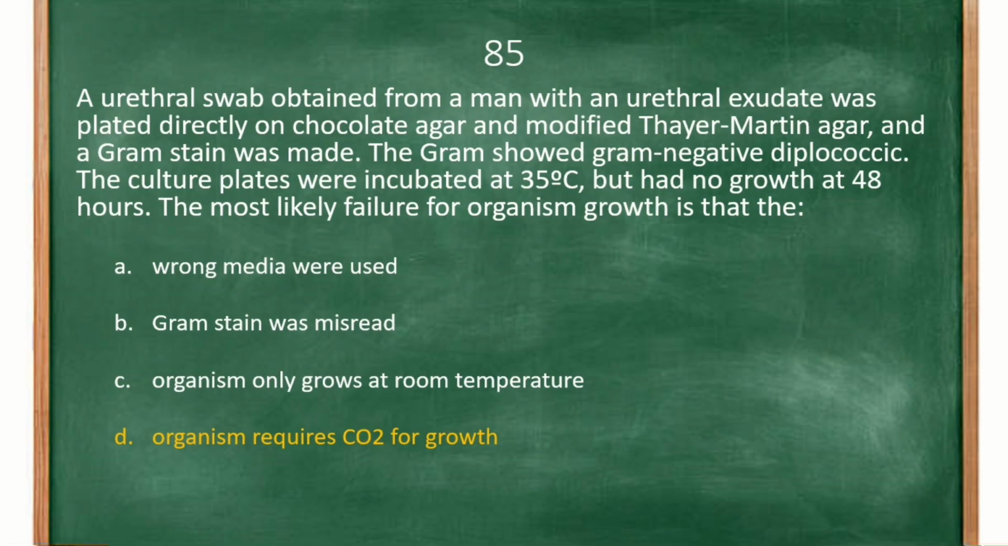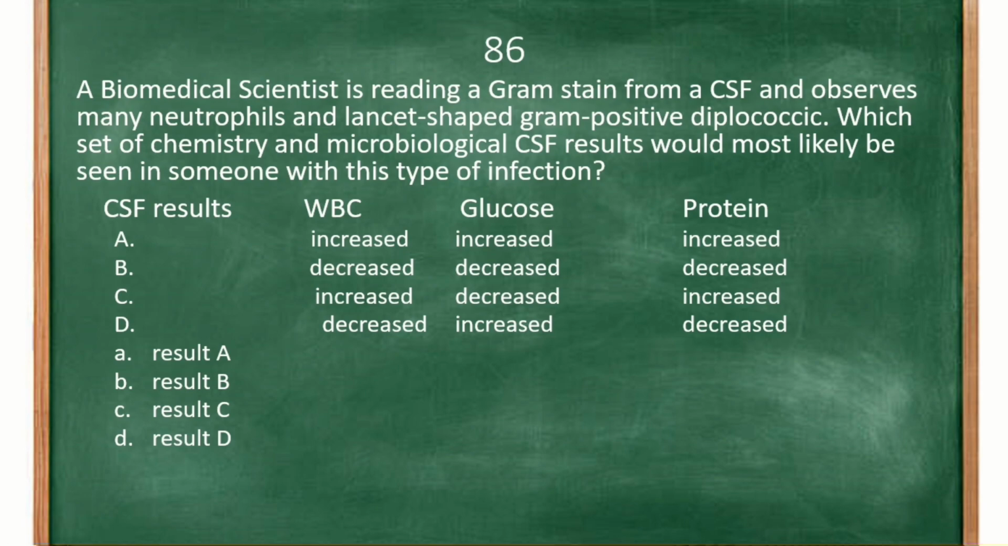Okay. So that's about question 85. Let's move to the next question, 86. A biomedical scientist is reading a gram stain from a CSF and observes many neutrophils and lancet-shaped gram-positive cocci. Which set of chemistry and microbiological CSF results will most likely be seen in someone with this type of infection?